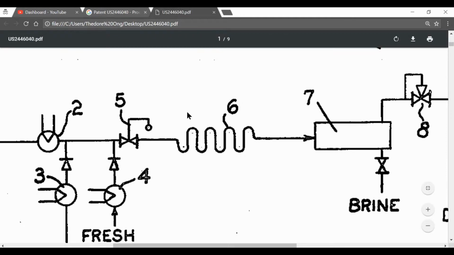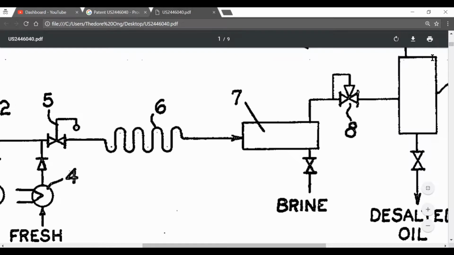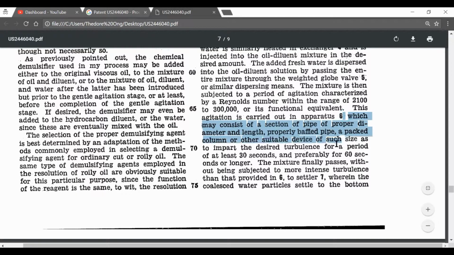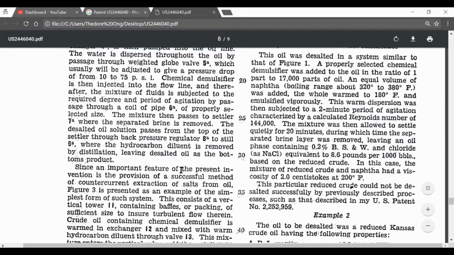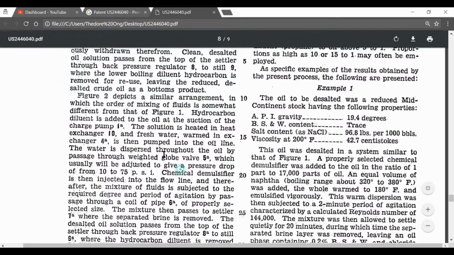Number 7 is the settler, where the brine and the oil layer are separated. Let's scroll back down, back to page 10. Settler is number 7. A colorless water particles settle at the bottom of the separate brine phase. Clean desalter, blah blah blah. Okay. Figure 2 depicts a similar arrangement, just that the order of mixing is different, as shown earlier.